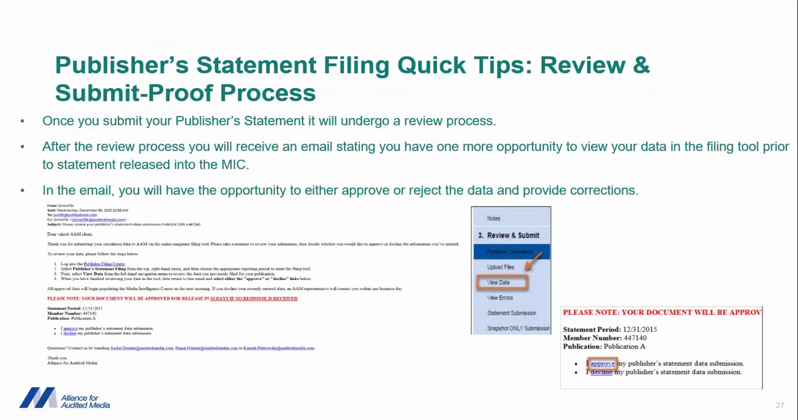So what they're going to do is send you this email, and it says, yes, I agree with the information that's in the filing tool, or no, I do not agree, and I have corrections. So when you get this email, it's going to direct you back into the filing tool under View Data. So under View Data, you're going to look at the information.